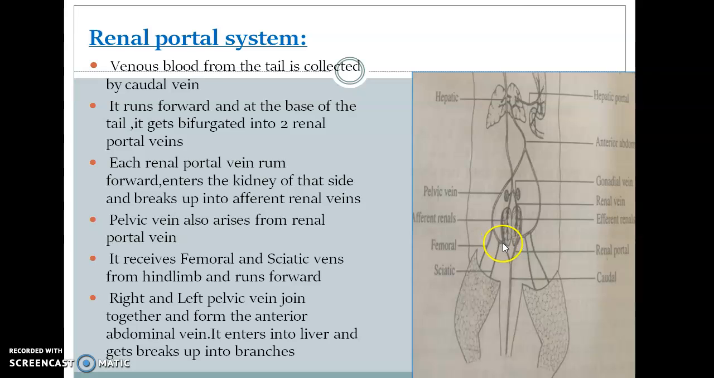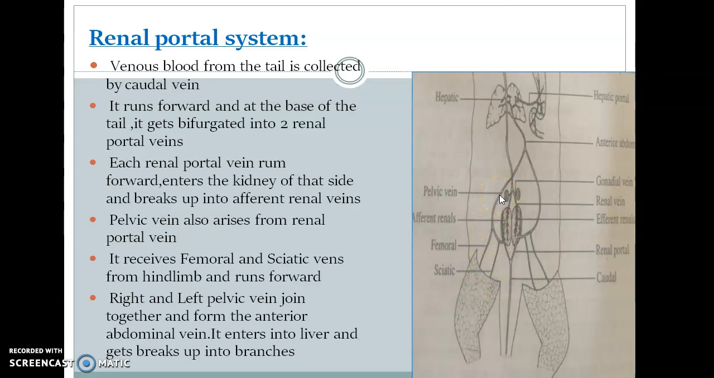This pelvic vein generally receives two important veins, the femoral vein and the sciatic vein. These two veins generally come from the hind limb. We have seen that a subclavian vein is generally found in the forelimb for collecting impure blood from the forelimbs. But here from the hind limbs there are two veins, called the femoral vein and the sciatic vein. These two veins collect impure blood from the hind limb, and it opens into the pelvic vein.